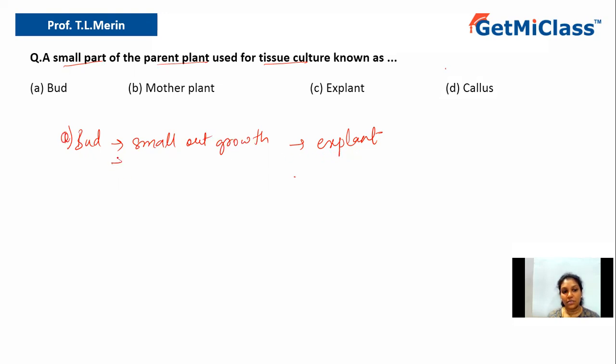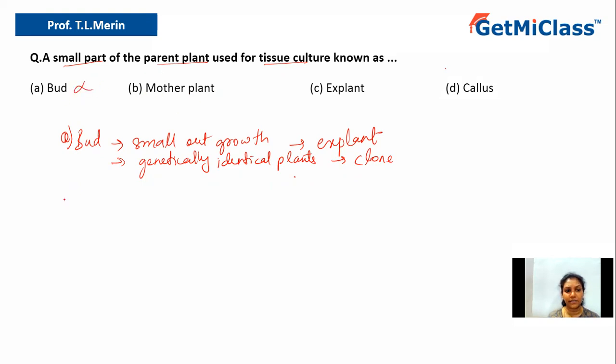And of course, this will give rise to genetically identical plants, which can be considered clones, because they are all genetically identical among themselves as well as with the parent plant. So option A, that is bud, is a type of explant, but we don't call all the tissues which have been taken from the parent plant for culturing a bud. Hence option A is ruled out.